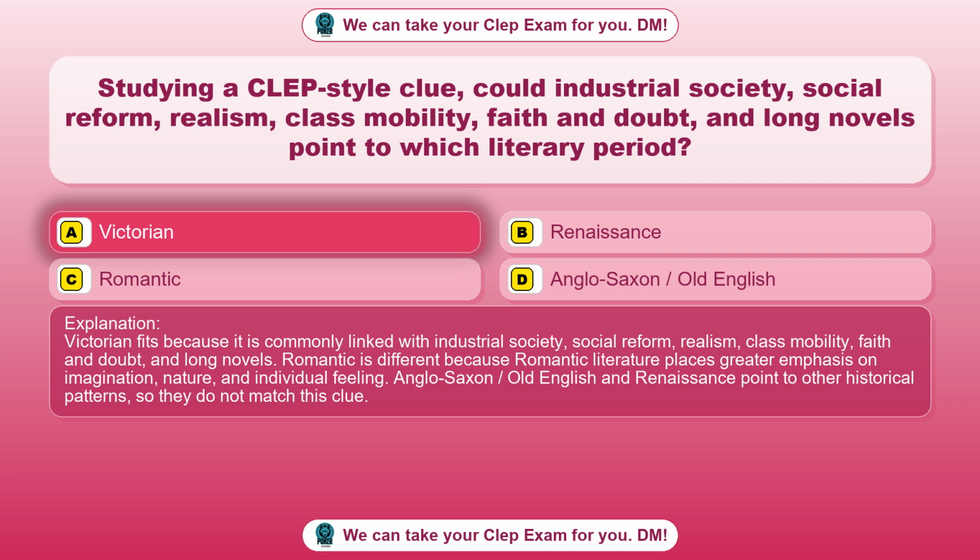novels. Romantic is different because romantic literature places greater emphasis on imagination, nature, and individual feeling. Anglo-Saxon/Old English and Renaissance point to other historical patterns, so they do not match this clue.